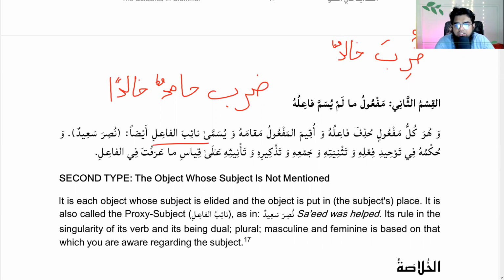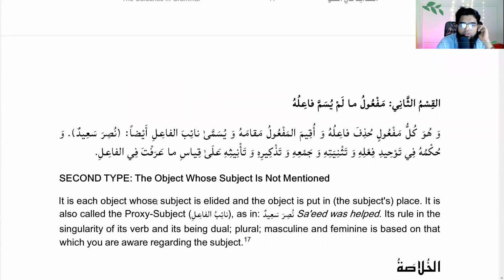Wa yusama naibul fail. It is also called Naibu Fail. This is called so because Khalid is not the one doing the action. He's just receiving the hit. But it's called Naib Fail, that's why. And it's also Marfu all the time. This is a second Marfu. Nusira Saidun. Said was helped. It is also called proxy subject.